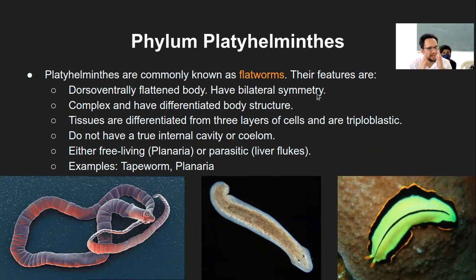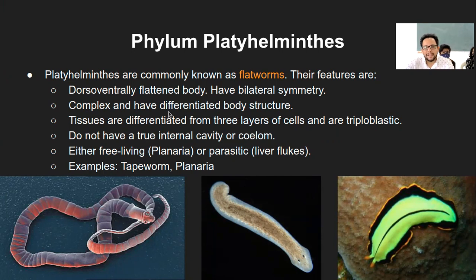Bilateral means they can be separated into two halves centrally, right? That is the bilateral symmetry. Like the human body also has bilateral symmetry. That means if you chop someone from the center, not chop, but if you draw a line from the center, it creates half-half equal parts. So that is bilateral symmetry.